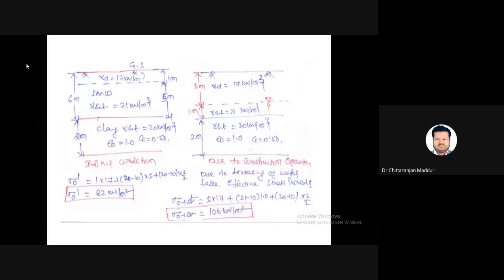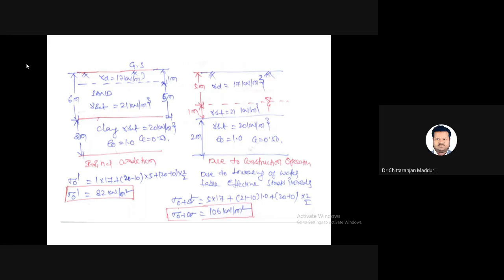So you can see here, initial condition, the water table is at 1 meter depth. Due to construction operations, the water table is lowered up to 5 meters depth below the ground surface. First figure, initial condition. Second, due to construction operation, the water table is lowered. First I am finding the initial overburden pressure. Up to 1 meter depth, there is no water table. So effective stress is equal to 1 into 17.